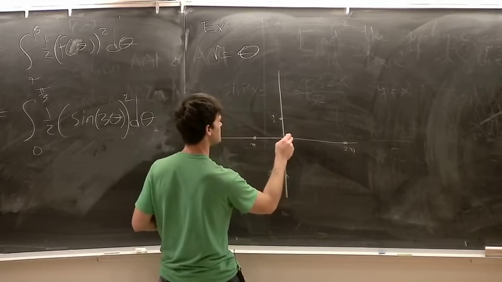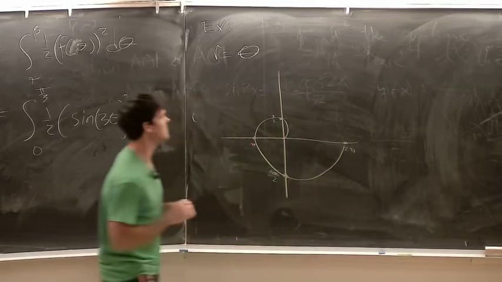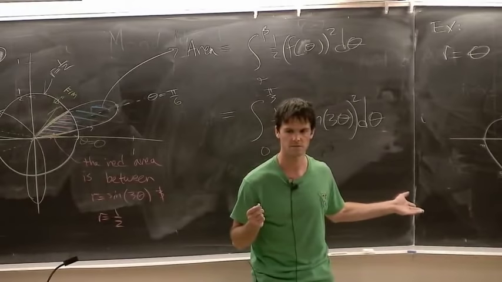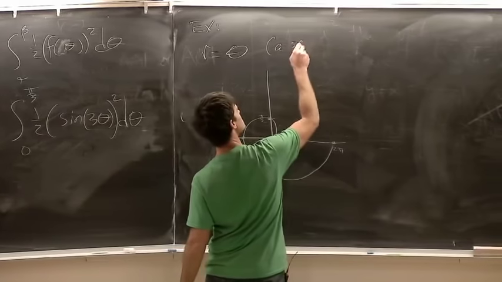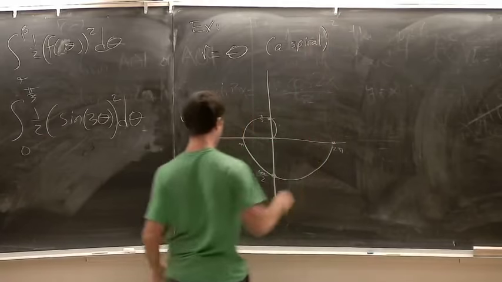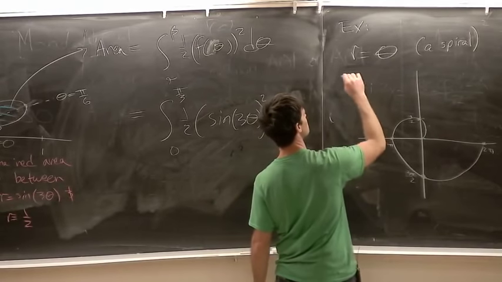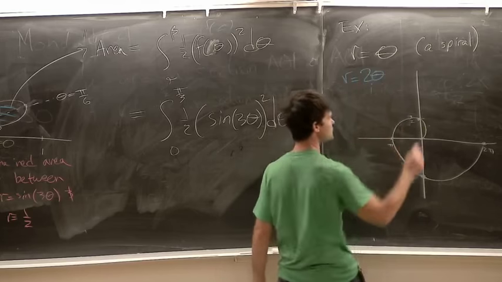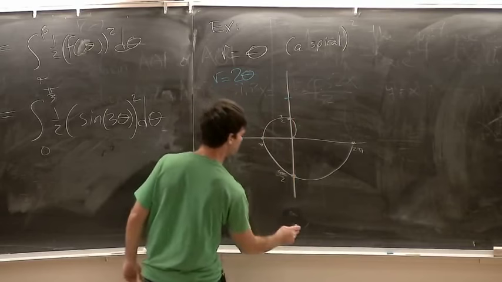So let's sort of connect these guys. We would call this a spiral. So let me draw, how about 2 spirals? So that's r equals theta. R equals 2 theta would look like basically a similar spiral, but just twice as big.